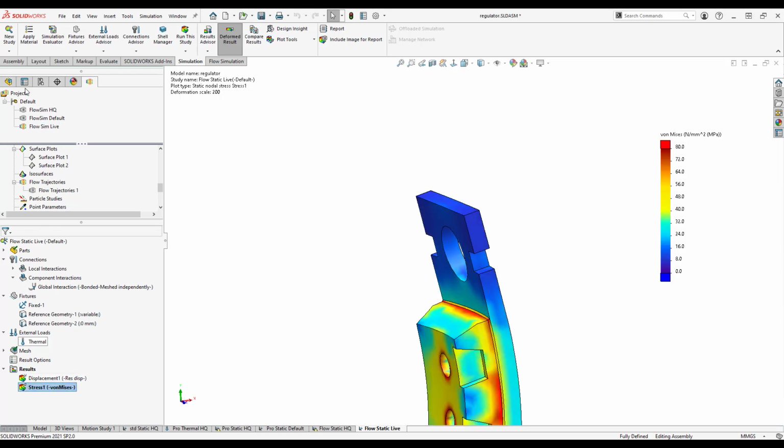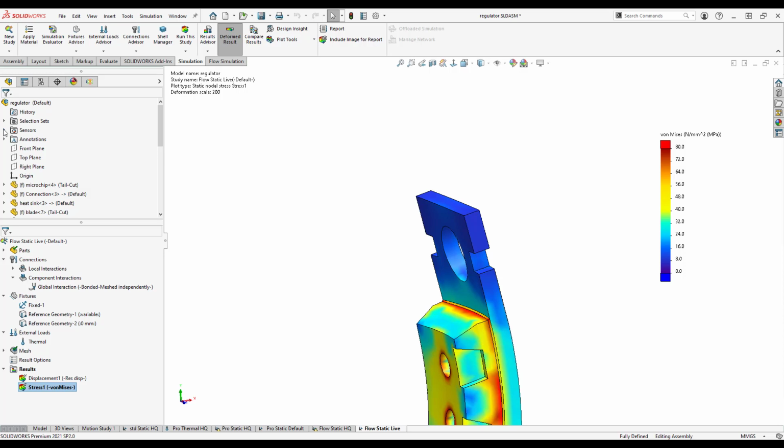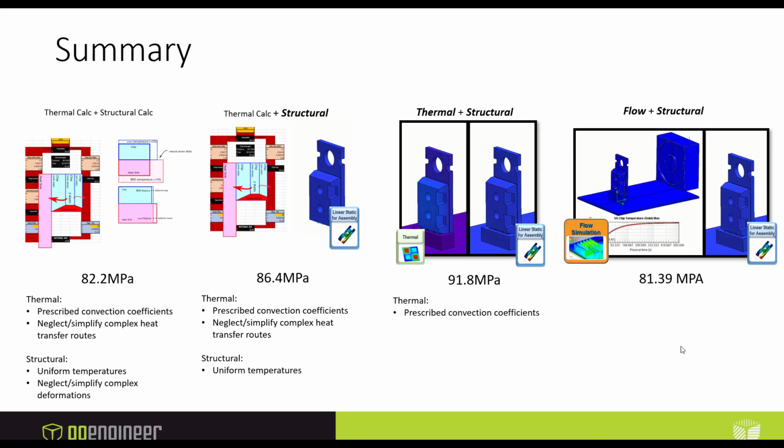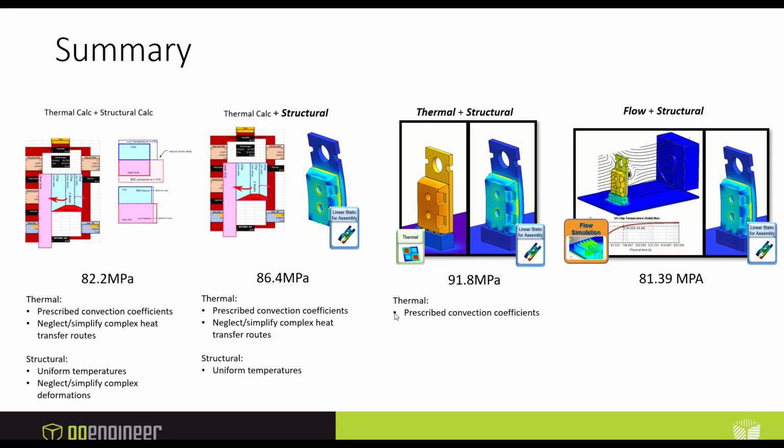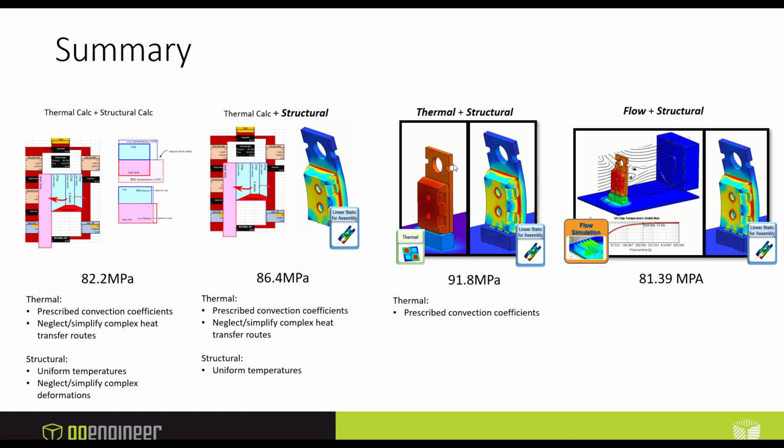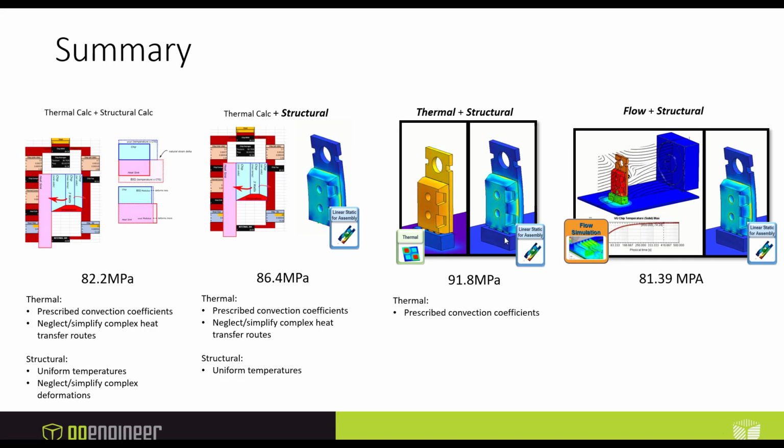So if we're looking at that sensor that Shaun used for the stresses, we ended up with 81.39. Yeah, there it is all together here. So that prescribed convection coefficient, we got rid of that assumption here, and we're really doing the best that we can from an assumption standpoint. We ended up with a much lower result on stress than we did with both the hand calc plus structural and the Sim Pro thermal plus structural too.